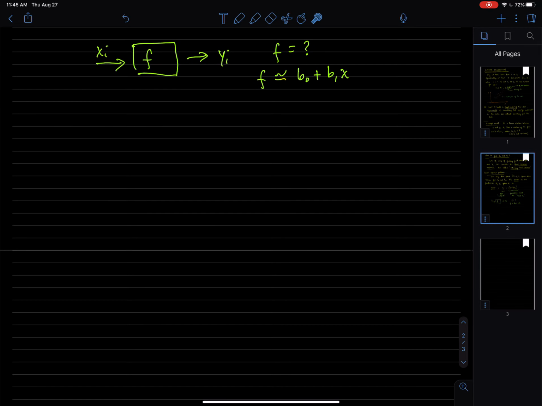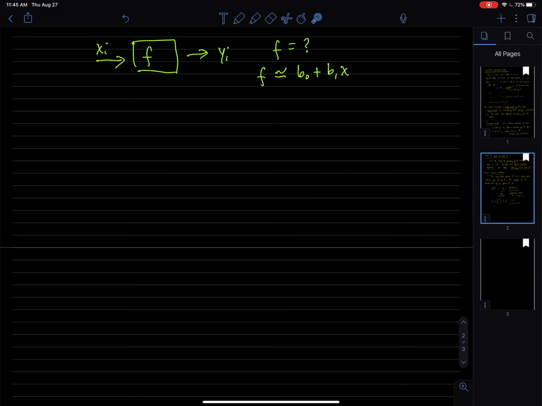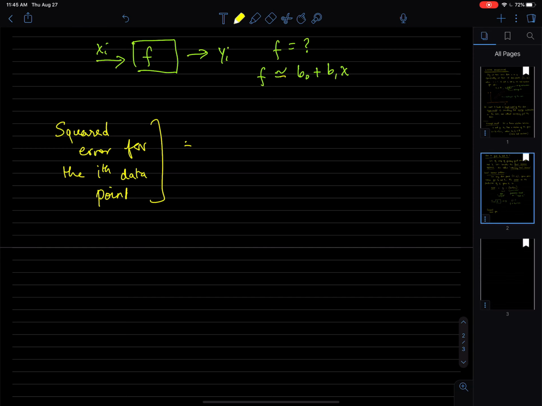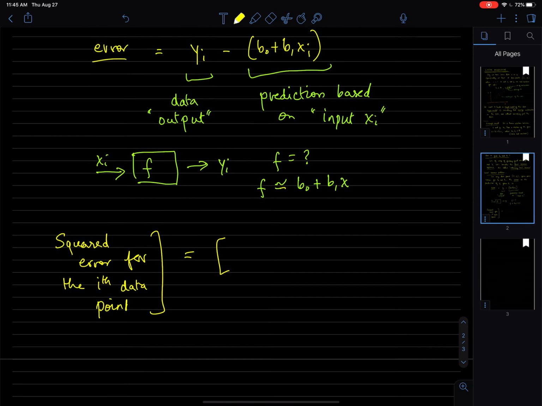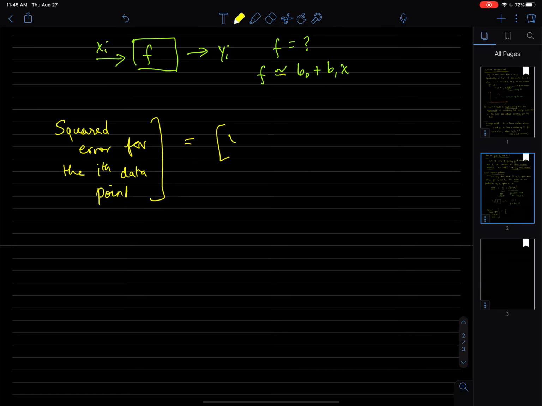So we define something called squared error for the ith data point. That's of course going to be equal to this error quantity, and then square it. No big deal.